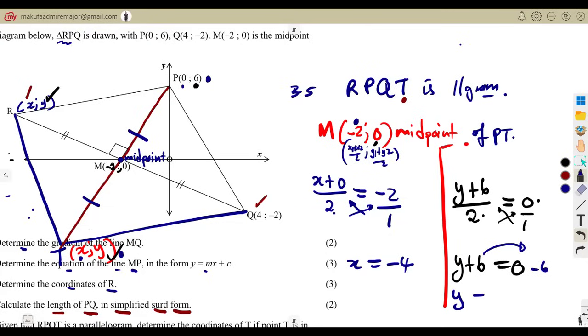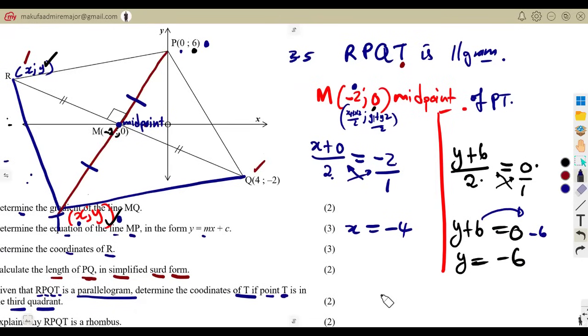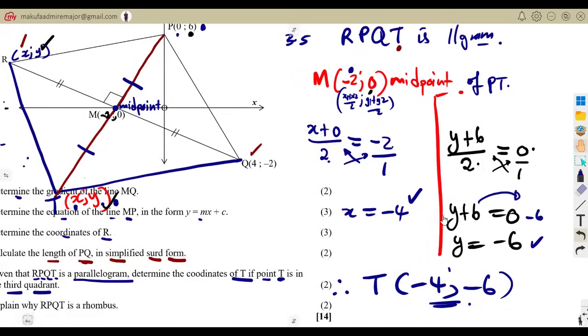So that's y is equal to what? 0 minus 6. That's a -6. All right, so if y is -6, therefore, we have the point T, because the point T is given by the x and y value. The x, which is -4, and the y value, which is -6. That will be our point T.